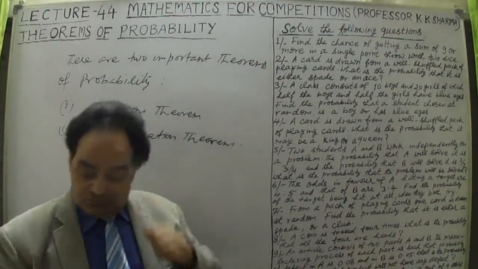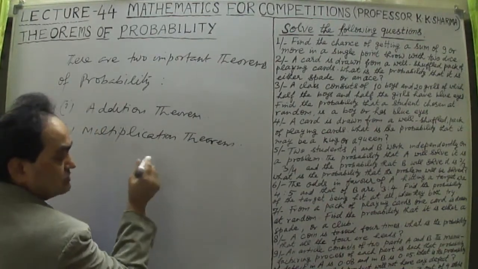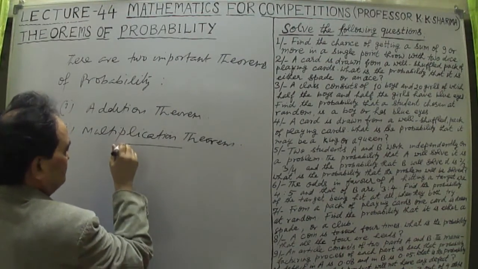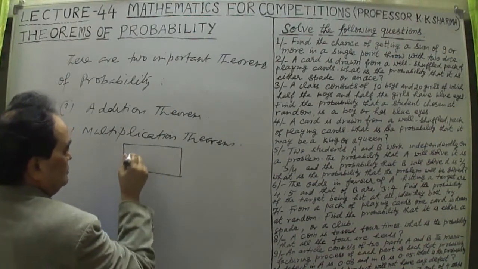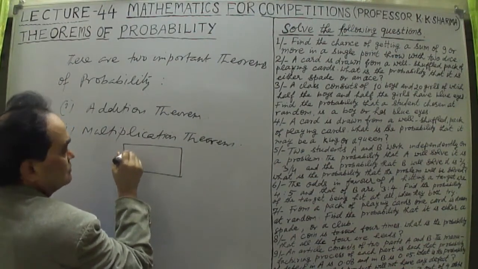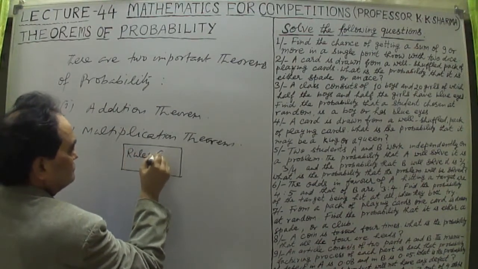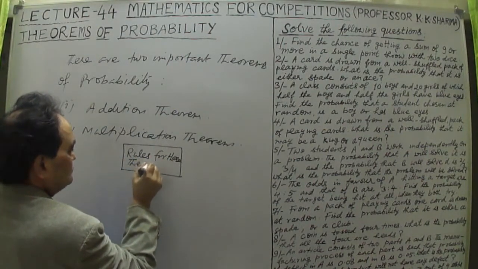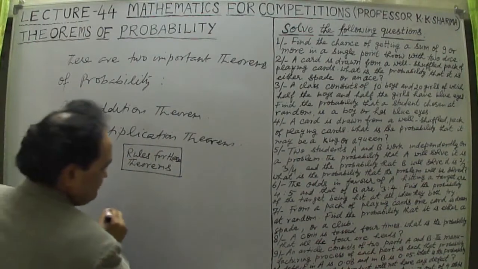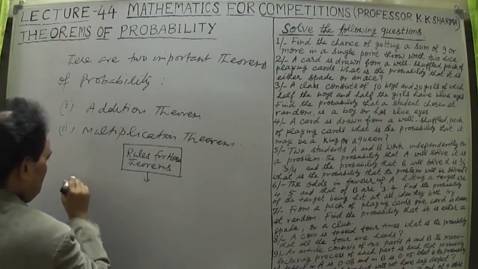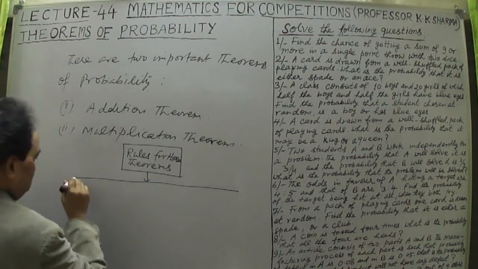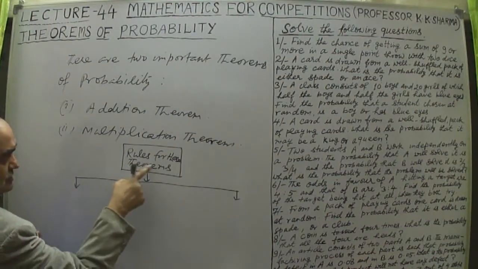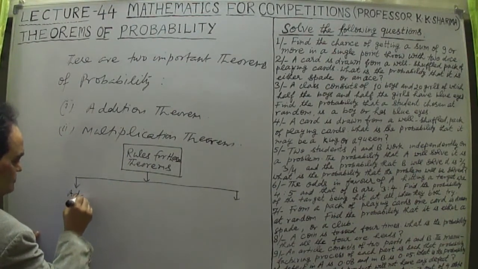For them, let me take the basics of these, how these theorems are defined. Basically, these two theorems are based on important trials or important rules. First, let me take the rules for these theorems. There are two kinds, as I told you: first theorem, second theorem. This is for addition rules. First I am talking about addition rules.